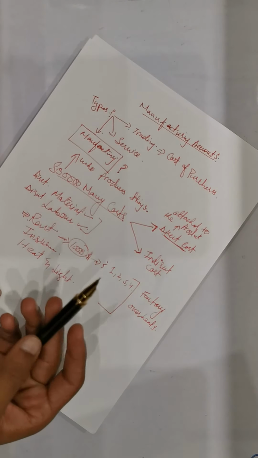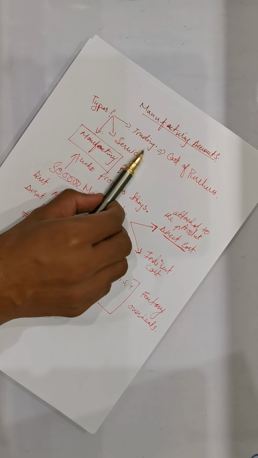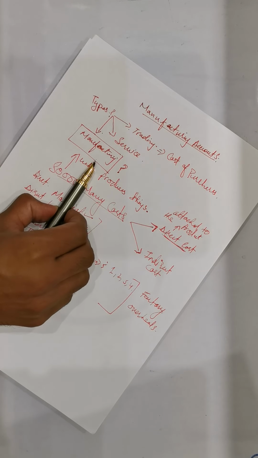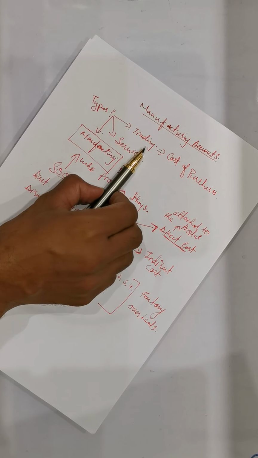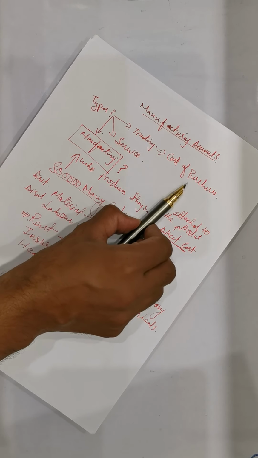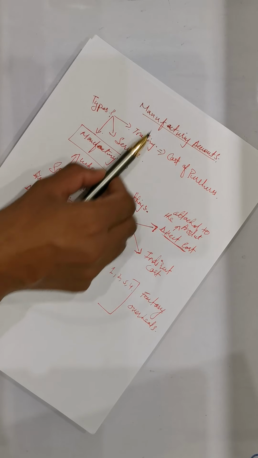A small recap of my last lesson. We were doing manufacturing account. There were three types of business: trading, service, and manufacturing. About trading, we have done that it's very easy to calculate the cost, which is generally the cost of purchases. For a manufacturer, it is very difficult. That is why what do we prepare?